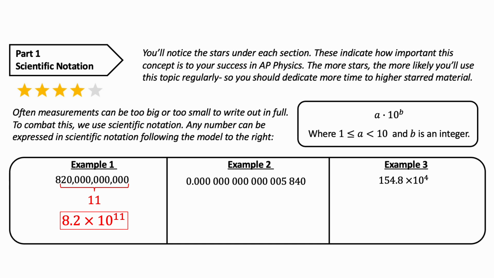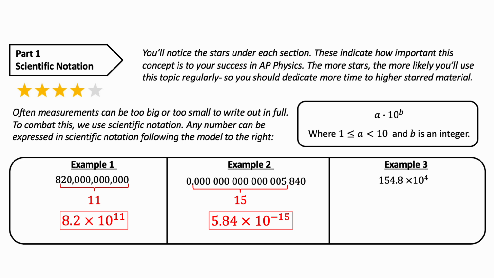We can do the same thing in example 2 with small values. Here we have a very, very small decimal, but we want the number up front to be bigger than 1 and less than 10, so we move the decimal. In this case, we move the decimal 15 spaces to the right to make the number 5.84. This time we have moved it to the right, so that is going to be a negative exponent. A lot of people remember that if you move the decimal left, it's positive, and if you move it to the right, it's negative. But just look at the number.